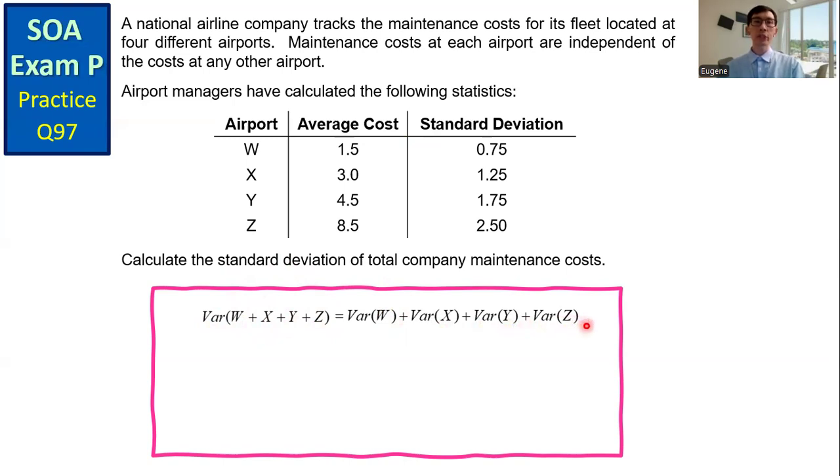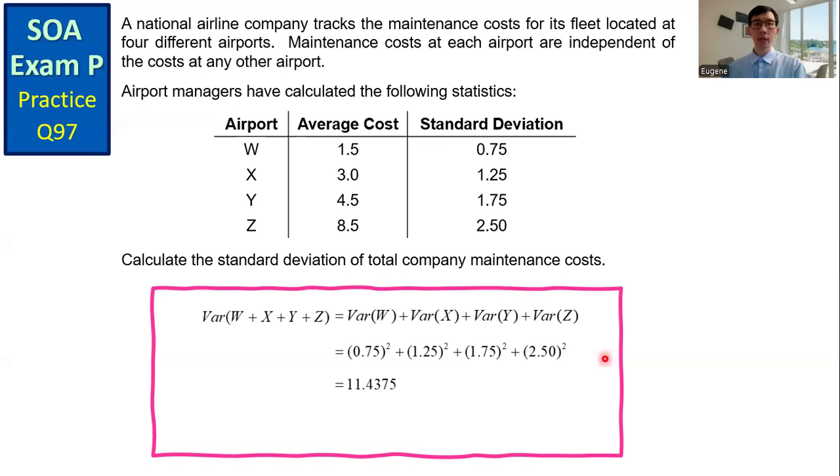The standard deviation of W is 0.75, and we need to get the variance. The variance is the square of the standard deviation, and therefore we have 0.75 squared for airport W. For airport X, the variance is 1.25 squared. And then we get the variance of Y and variance of Z accordingly. Sum this up.